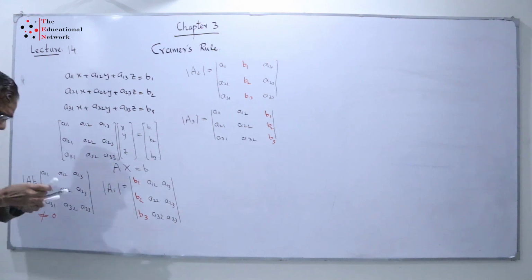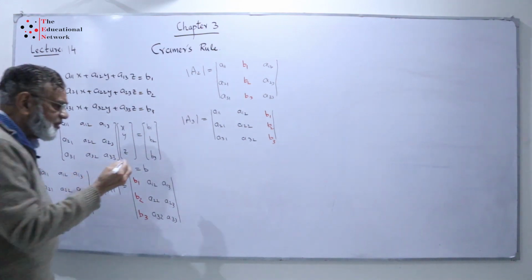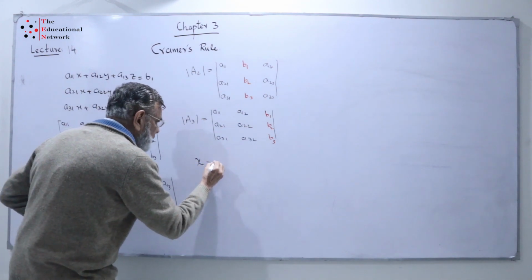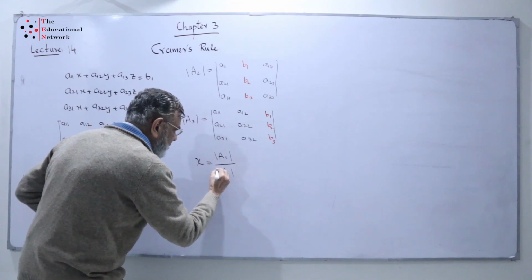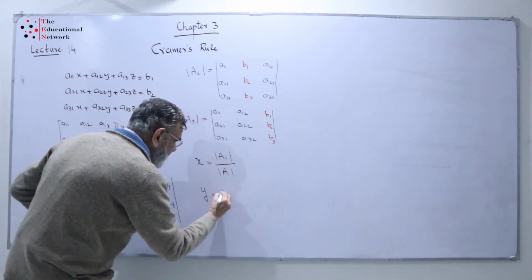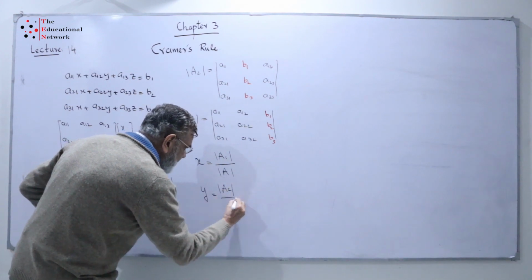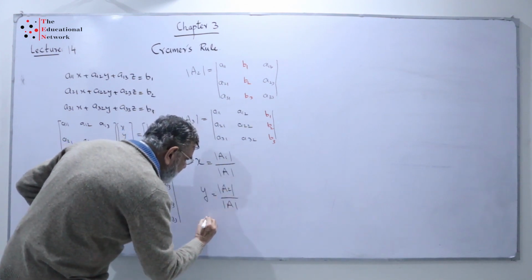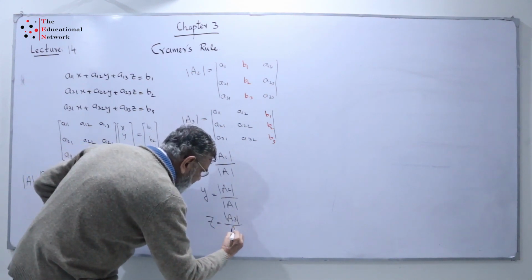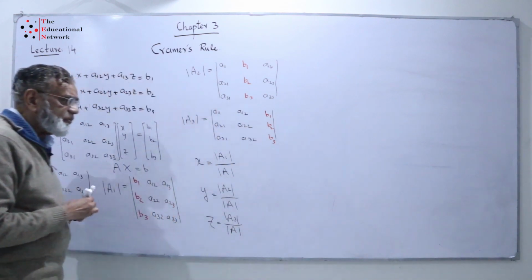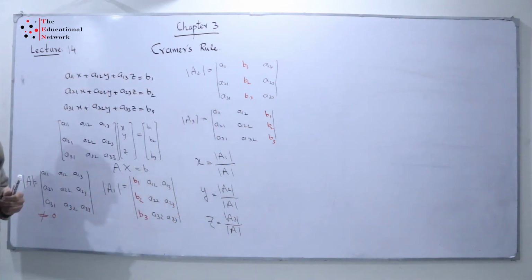I can write my solution by using Cramer's rule. My x is equal to the determinant of A1 over the determinant of A. My y is equal to the determinant of A2 over the determinant of A. And my z is equal to the determinant of A3 over the determinant of A. If we have 4 unknowns, x, y, z, and w, we get 5 determinants: A, A1, A2, A3, A4, and then write the solution in a similar way. We get this for any size.